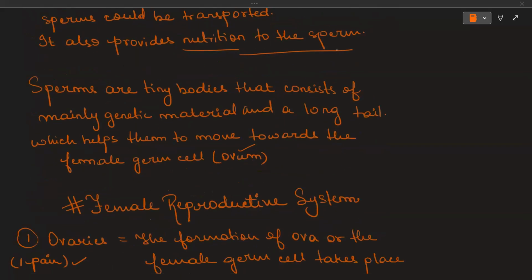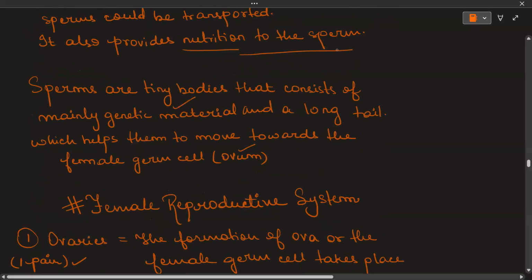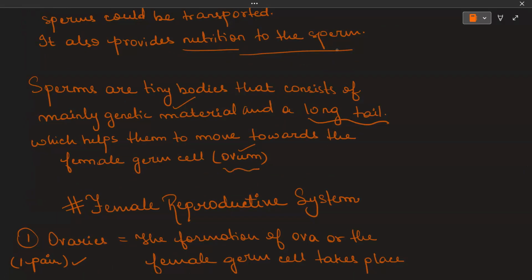Now talking about the sperms, these are tiny bodies that consist of mainly genetic material and a long tail, which helps them to move towards the female germ cell, which is the ovum, the female gamete. Sperms are motile, meaning they can move from one place to another. Why? Because they have a flagella. The long tail that we are discussing is known as a flagella. The sperms are tiny bodies, and these are the male gametes. They will fuse with the female gamete, that is the ovum.